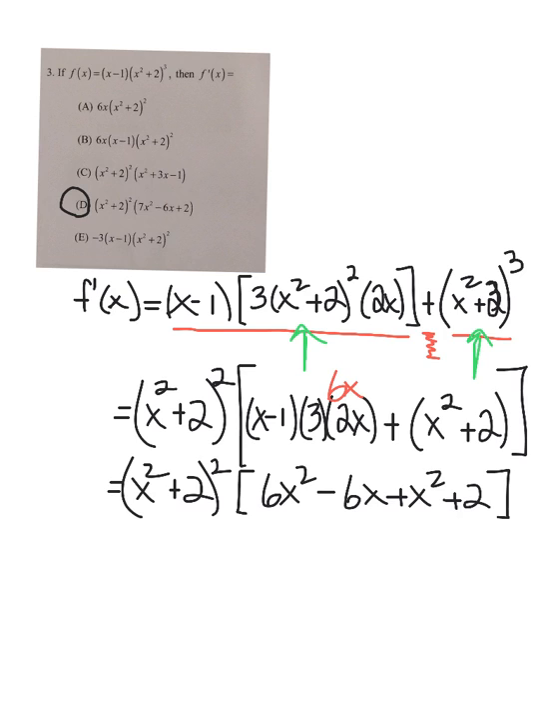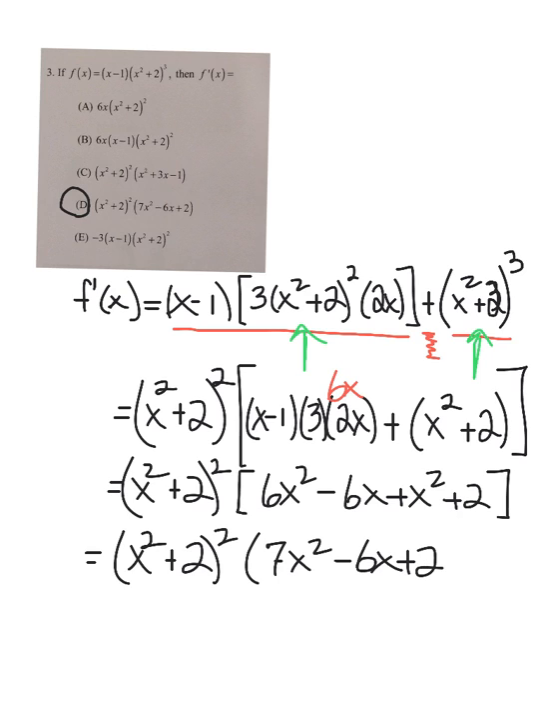Okay, and then if I keep going, let's keep bringing down my x squared plus 2, that quantity squared. And then in here, I'm going to get 7x squared minus 6x plus 2. And there's your answer, choice D. Answer is choice B.